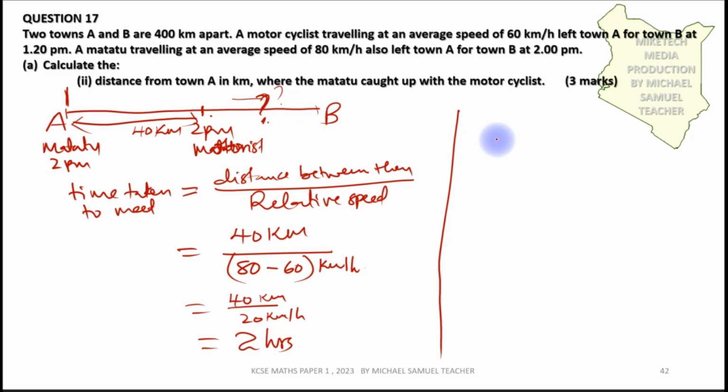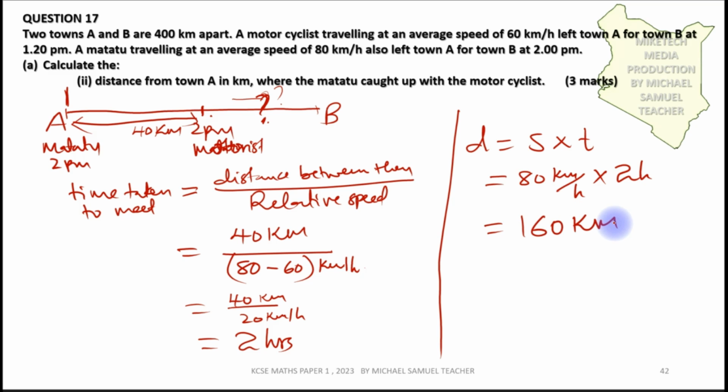So the distance from A when they met will be speed times time, and in our case it's after 2 hours. The speed of the matatu is 80 km per hour. We multiply by the time, 2 hours, when they met. So this will be 160 km. So they meet 160 km from town A.